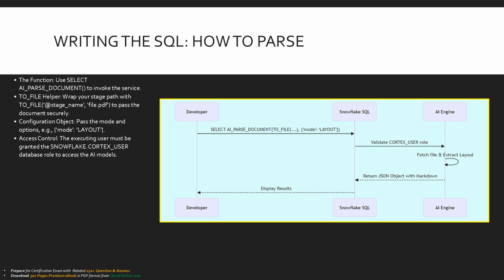Follow the chronological flow in this sequence diagram. The developer submits the SQL query using the TO_FILE helper. The Snowflake SQL engine passes this to Cortex, which first performs a strict security check for the Cortex user role. Once validated, Cortex fetches the file from the encrypted stage, extracts the layout, and returns a comprehensive JSON object back through the database to the developer's screen. The entire complex AI inference is abstracted into a single SQL command.